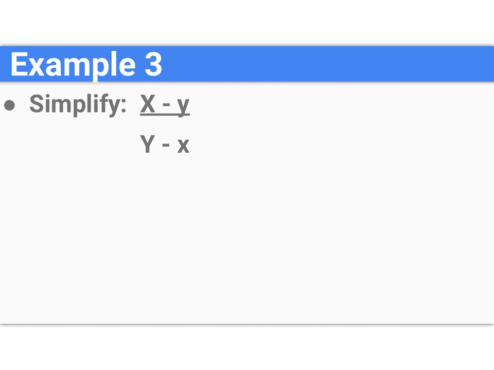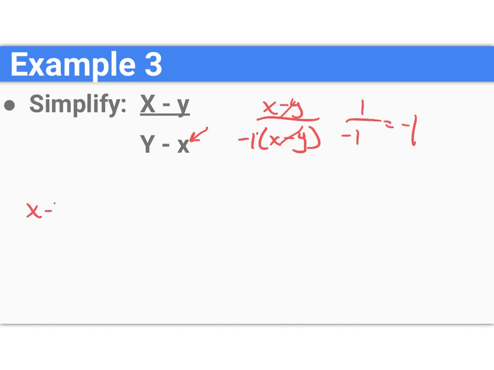Our example 3. All right, on the surface, these do not look very similar. But if we look at the bottom and we factor out a negative 1, we get x minus y over negative 1 times x minus y, and we see that they cancel out. And 1 over negative 1 equals negative 1. Okay, so that's the answer.